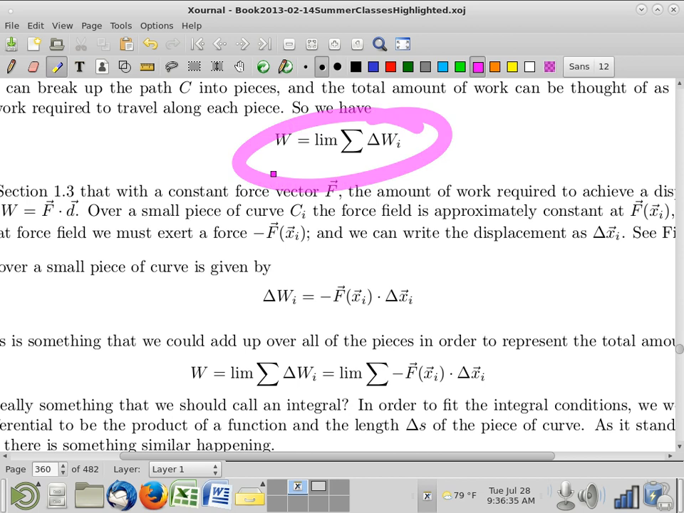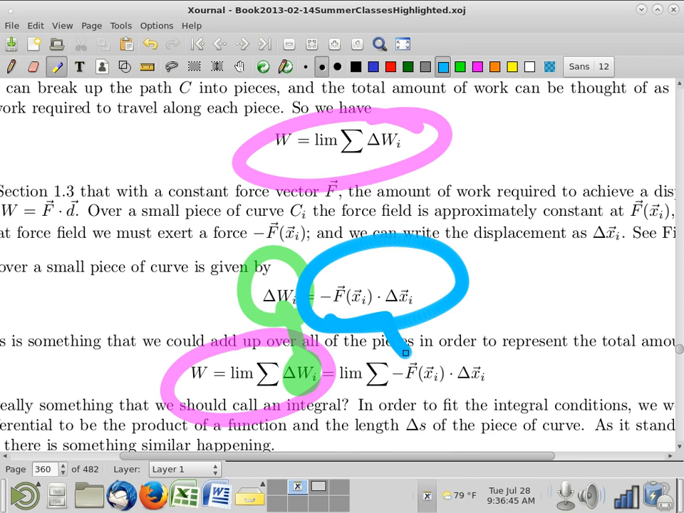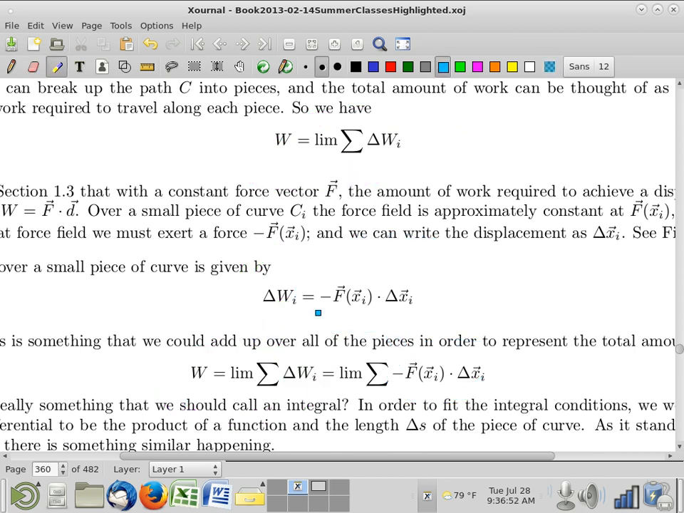So in looking at how work accumulates on each little piece, the amount of work is force dot displacement. All right, so that's what we're going to be accumulating over all the little pieces, and so the grand total amount of work it takes to move along that path is computed by that expression. Now let's talk about this expression.